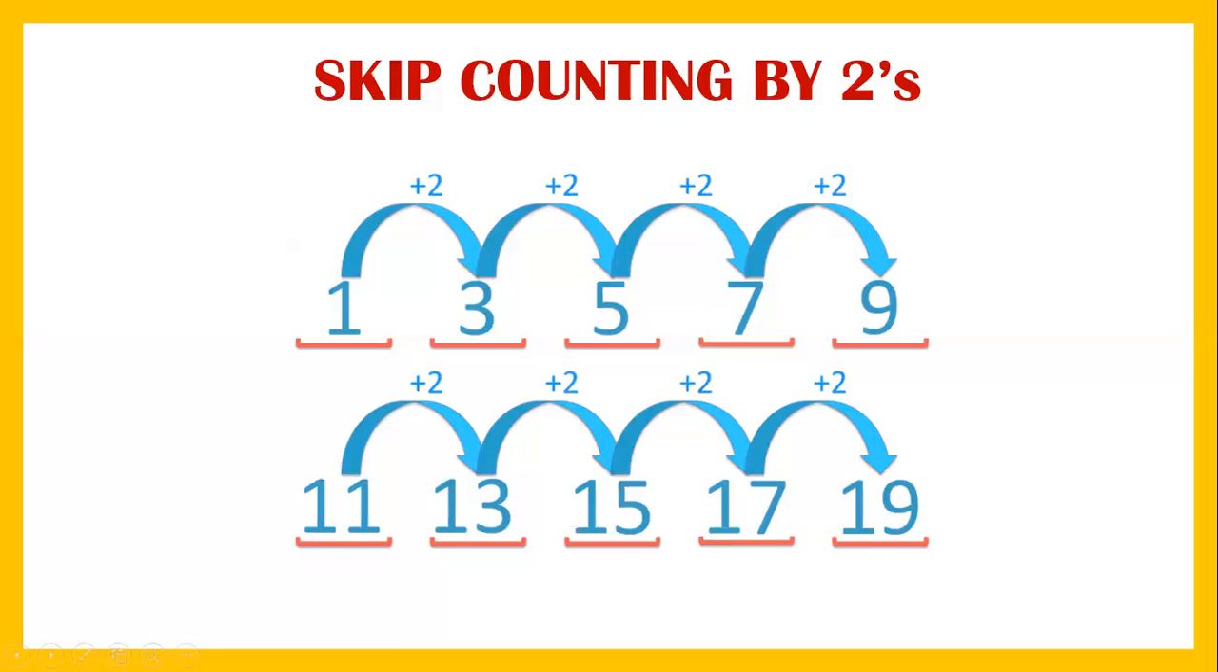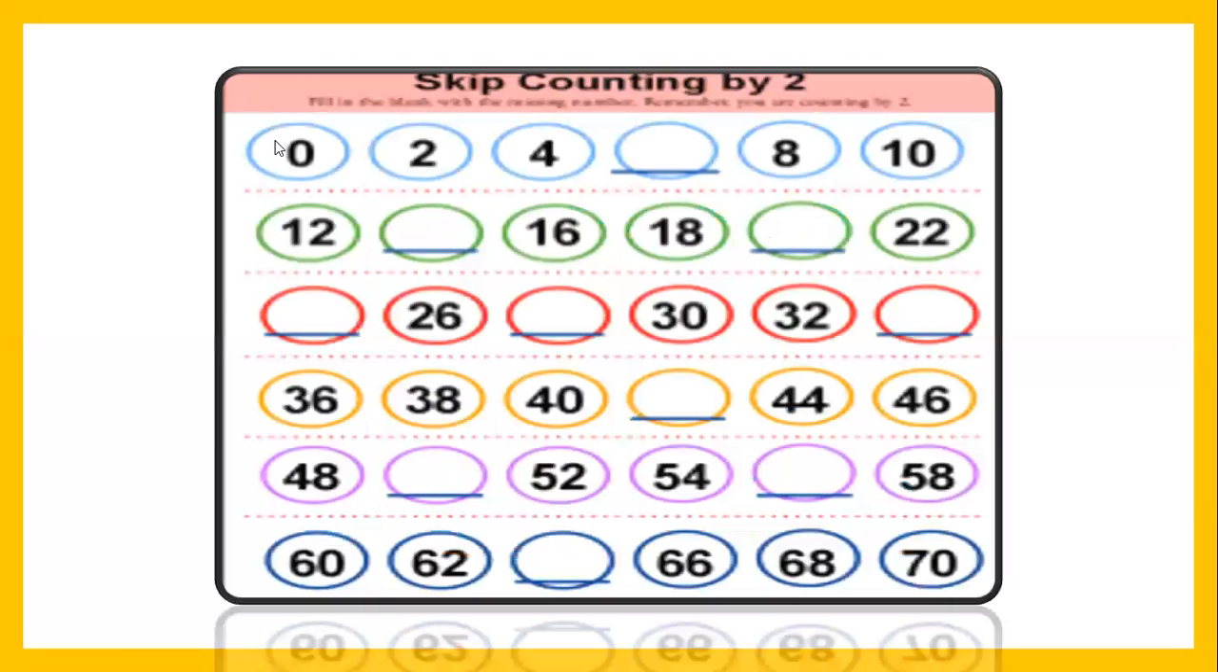Okay, so now let's practice skip counting by 2. So 0, 2, 4. How to answer this activity? You just need to fill in the blanks, the missing number in each column. Okay, so let's count 0, 2, 4. What is the missing number? The missing number is 6, 8, 10, 12. Next number to 12 is 14, 16, 18. Next number to 18 is 20, 22. What is the missing number here?